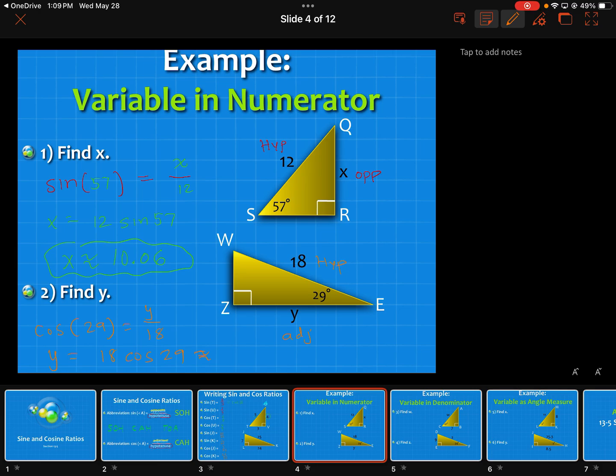That's going to give you a decimal. 15.74. And again, it makes sense. It's less than the hypotenuse. So notice how this works out exactly the way tangent did, except you're pressing a different button. This time the hypotenuse is involved, so you can't use tangent.